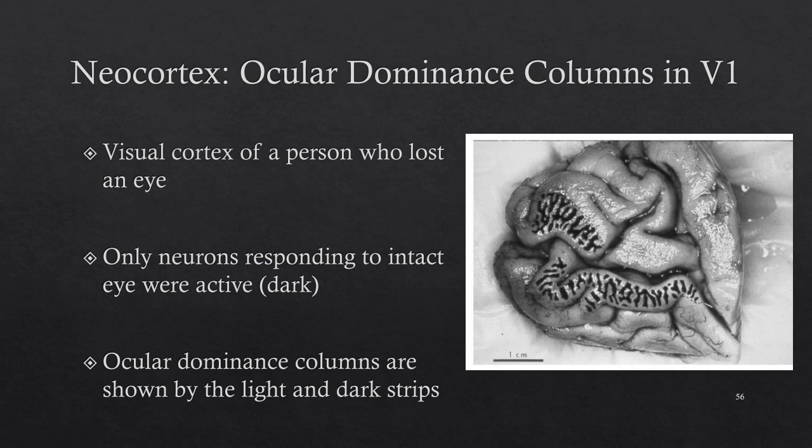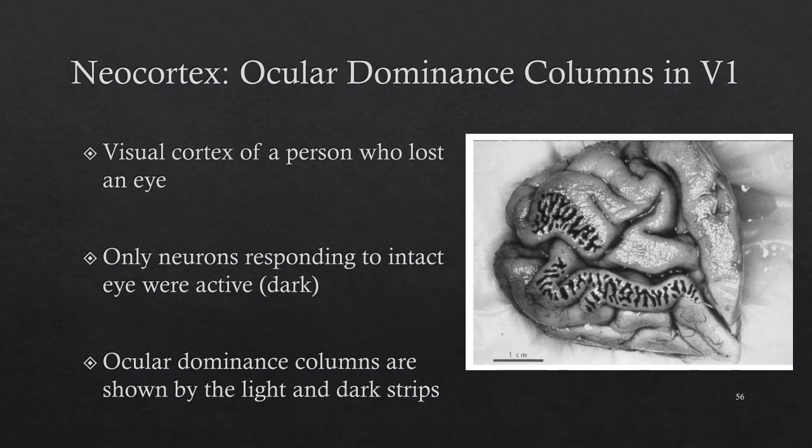You can see this pretty clearly in different types of staining. This is the visual cortex of a person who lost an eye. This is, of course, post-mortem, an autopsy situation. The person had lost one eye before they died, so the only neurons that would be active at the time the person passed away were those responding to the other, intact eye.